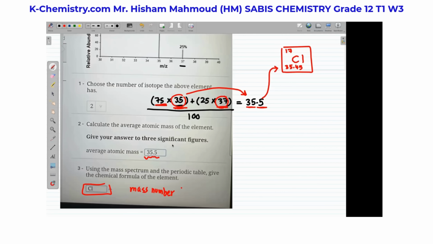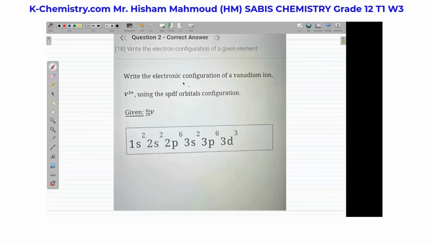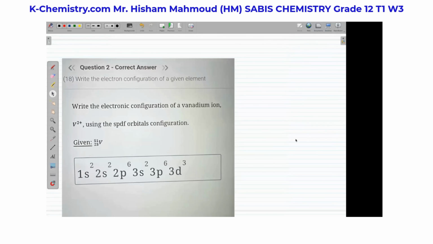Question 1 is done, no more parts in 1. Yeah, that was only 1. Okay, question number 2 also is repeated. It says: write the electronic configuration of the vanadium ion. So vanadium is an easy one. It's a transition element. I'll just check it in the periodic table.